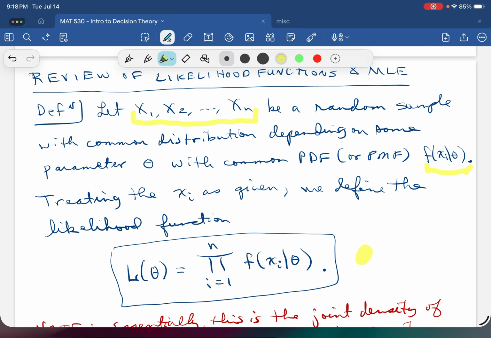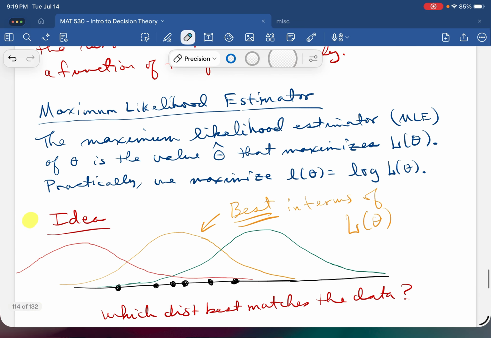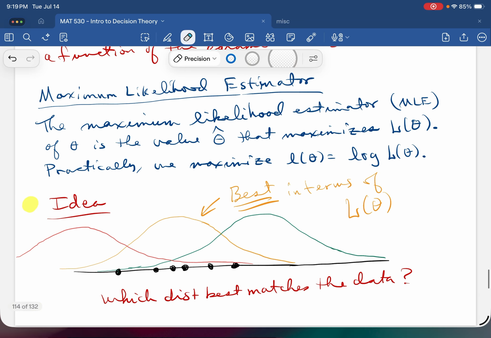But when we look at things in terms of likelihood, rather than regarding the x's as the variables and the theta as given, we're going to flip that around. We're going to regard the x's as given and the theta as variable. And when we do that, we refer to this as the likelihood function. And the idea is that it gives us some idea about how likely is it that we would have observed the data we did given a fixed value of theta. So let me just go through the idea here.